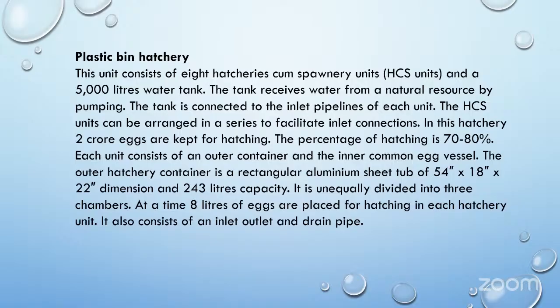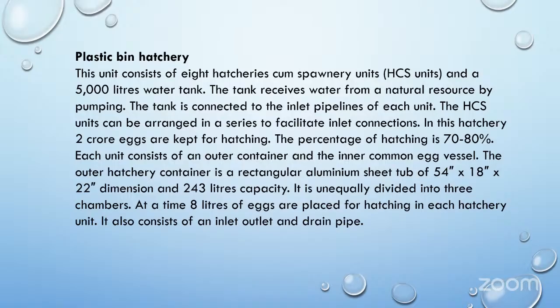Next, plastic bin hatchery. This unit consists of 8 hatchery cum spawnery units and a 5,000 liter water tank. The tank receives water from a natural source by pumping. The tank is connected to the inlet pipelines of each unit. The HCS units can be arranged in a series to facilitate inlet connections. In this hatchery, 2 crore eggs are kept for hatching. The percentage of hatching is 70 to 80 percent.